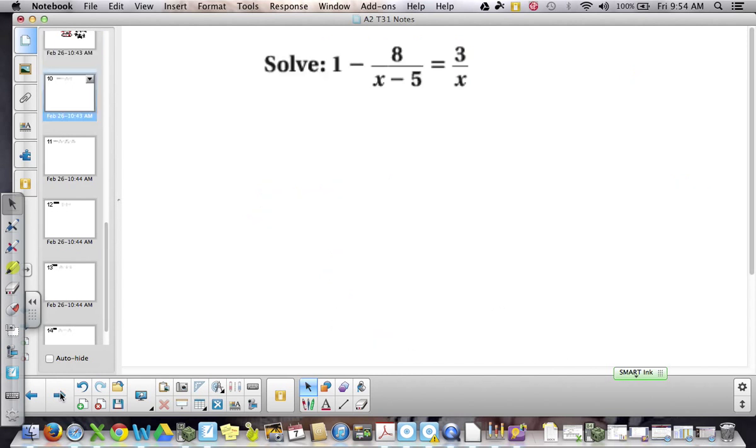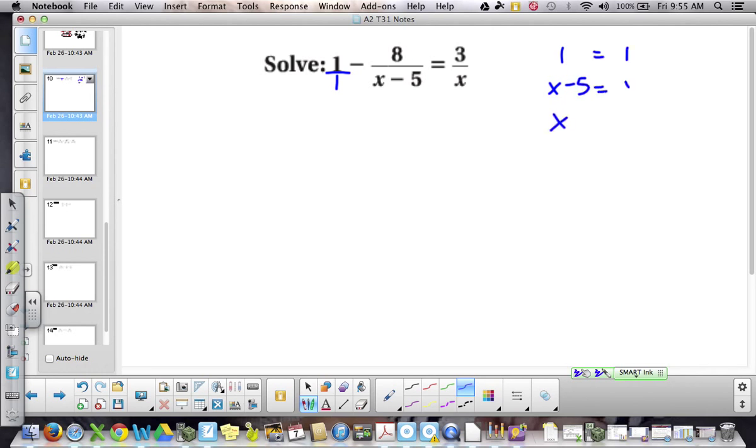Next example. We have 1 minus 8 over x minus 5 equals 3 over x. So this is a 1 over 1. Your denominators are 1, x minus 5, and x. The 1 is just equal to 1, and none of these are factorable, so you just need to use each one in your LCD. So your LCD is x times x minus 5.